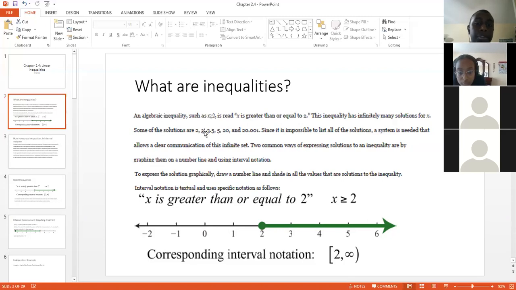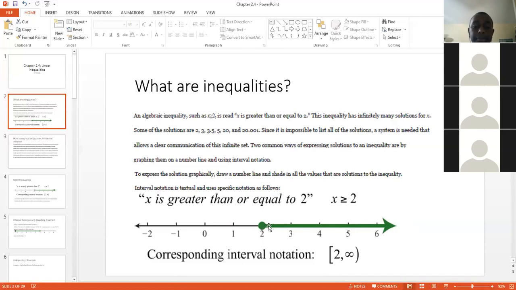So here they have some examples of solutions that are greater than 2: 2, 3, 3.5, 5, 20, 20.001. So it's impossible to list all the solutions. A system is needed to allow clear communication of this infinite set. Two common ways of expressing solutions are graphing them on a number line, right here, or using interval notation, right here. I'm going to go over how to use the number line and how to use interval notation. So the first thing I'm going to show you is the number line.